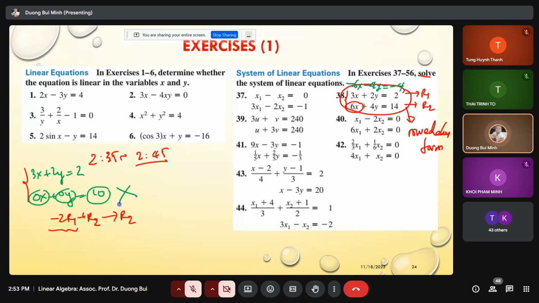Okay, so this is contradictory, or we can say it's inconsistent. We don't have any values of x and y such that 0x plus 0y is 10. So that means we conclude that the system here has no solution.